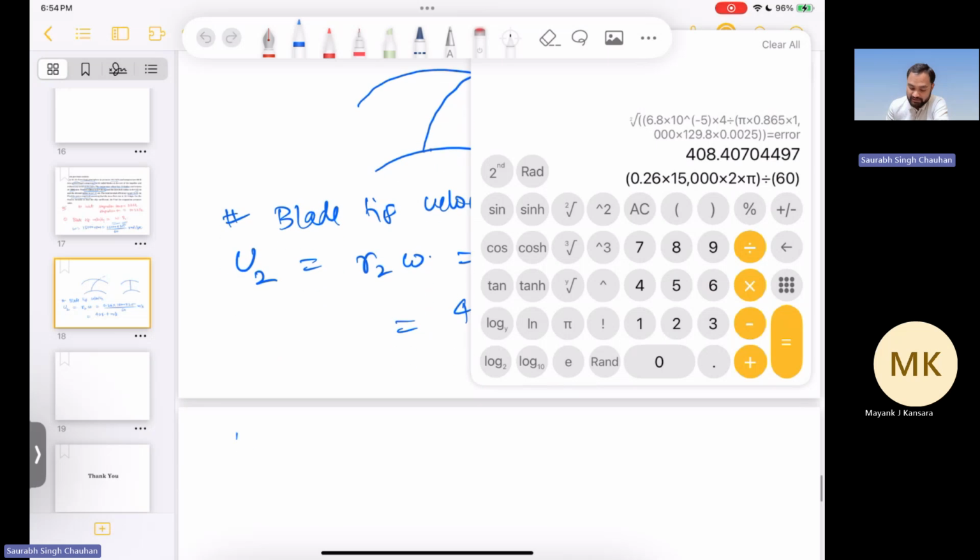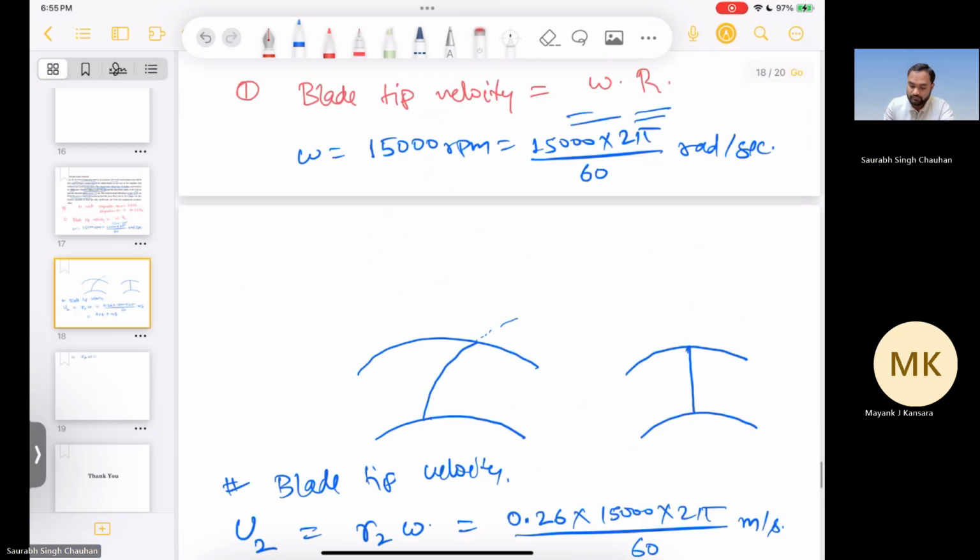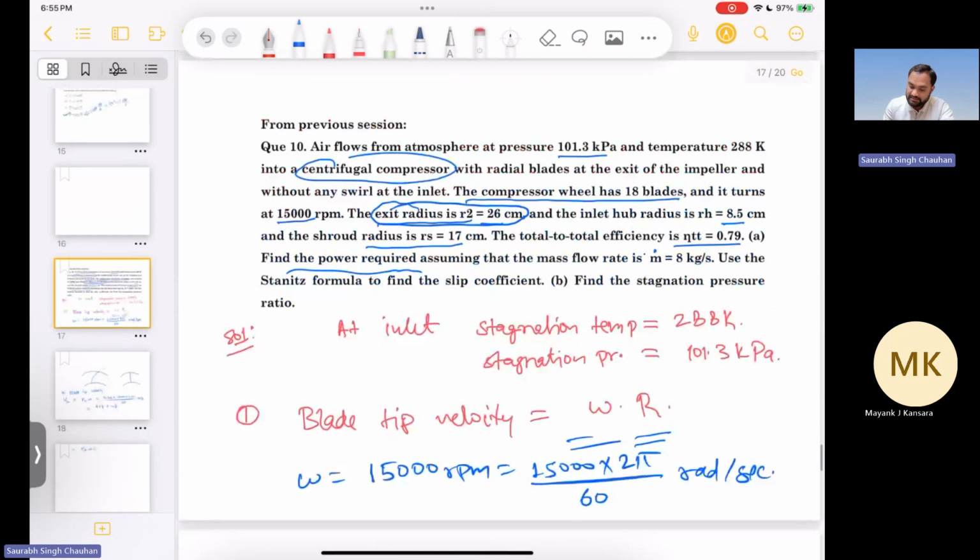Similarly, at other points, you can find this blade velocity. At shroud radius, you can find this value. So this will be Rs times omega. The shroud radius is 17 and the hub radius is 8.5. So at all these points you can calculate, and the mean, where is the mean? Mean was also there, right?